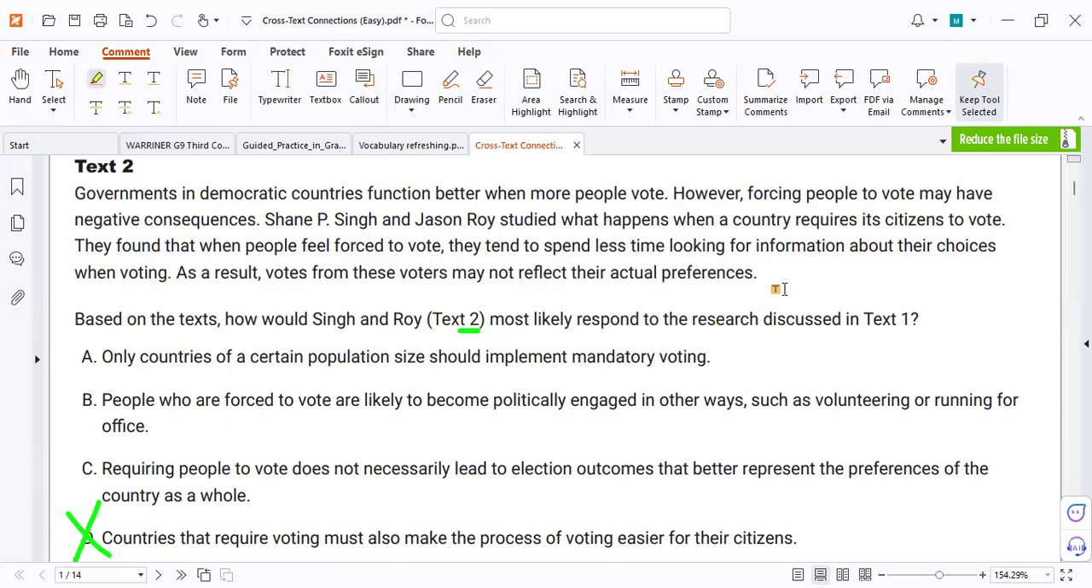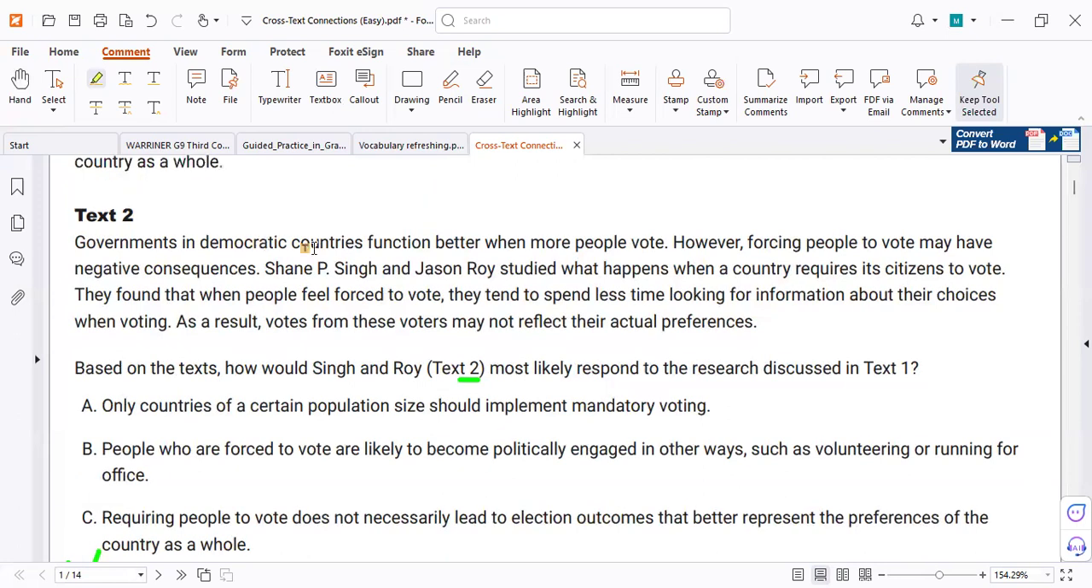The answer is B, right? Letter B, no. Why, my dear? Let me help you. He said here, governments in democratic countries function better when more people vote. However, forcing people to vote may have negative consequences. That means the text disagrees.